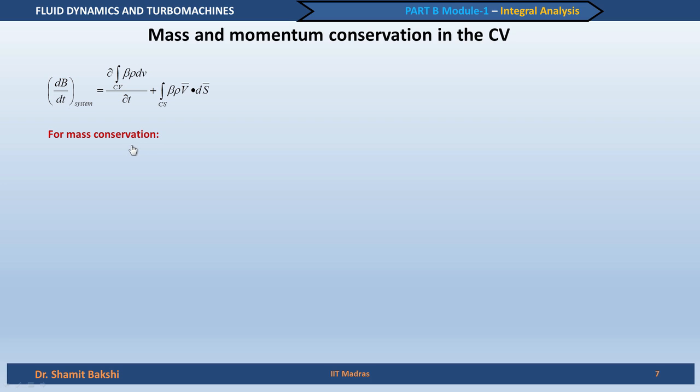For mass conservation, as we have mentioned before, for the system the mass conservation equation is dm by dt is equal to 0. So, B, the parameter B is basically m, and beta is basically m by m, which is 1. So, beta is directly 1 here. So, if we plug this into this equation, what we get is dm by dt for a system is equal to del t of this plus surface integral of rho v bar dot ds is equal to 0.